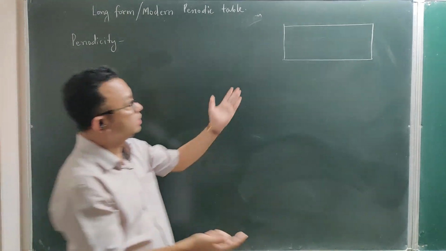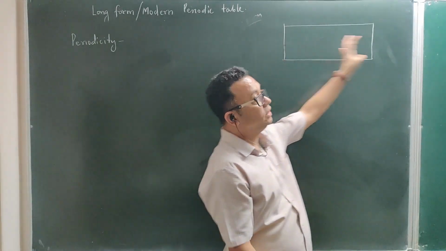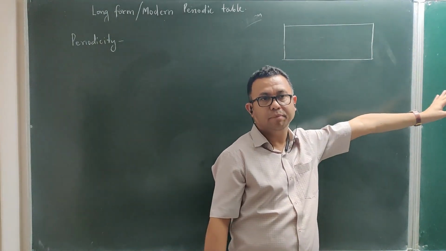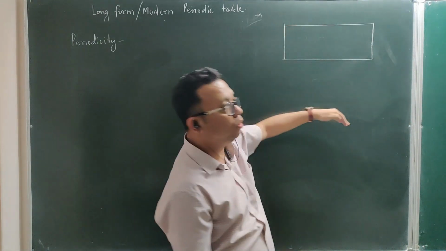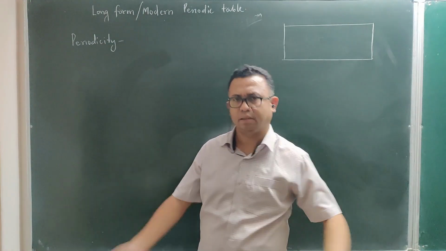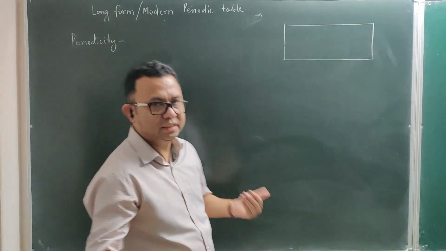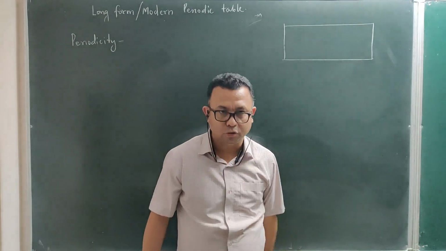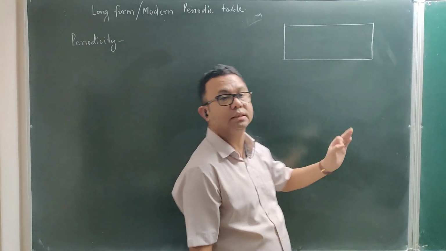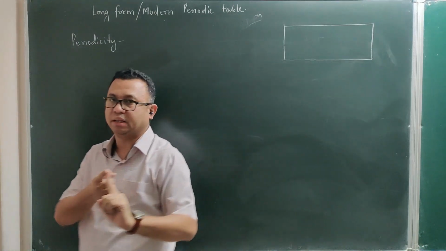Atomic size. How does the atomic size of an element change as you go from left to right in a period, or as you move from top to bottom in a group? Increase, decrease, remaining the same? What changes do you see? What variation do you see? That is what we are going to discuss. Number 1, that is atomic size.